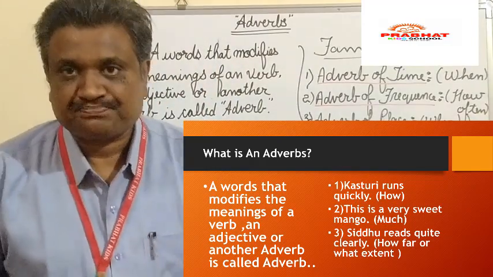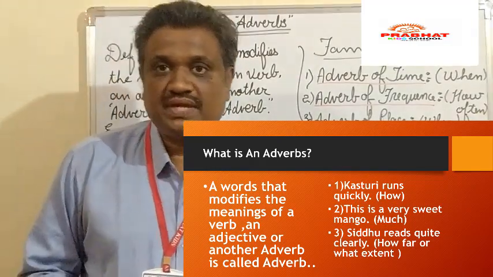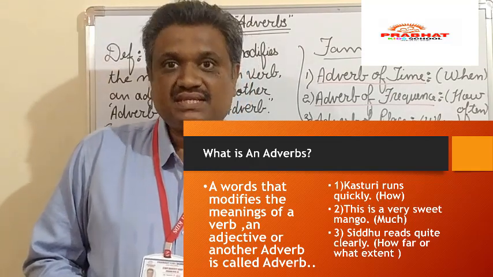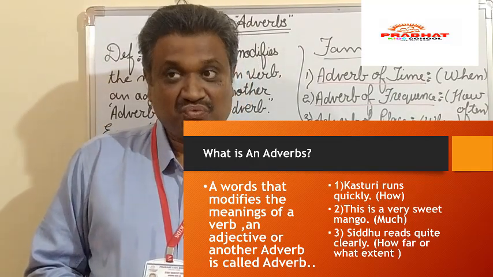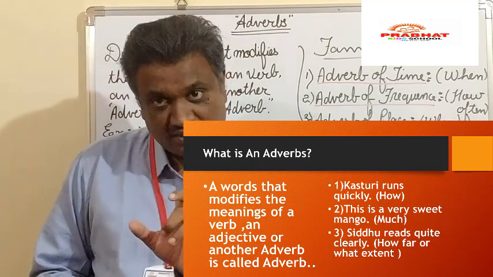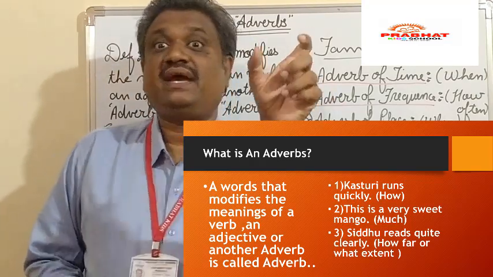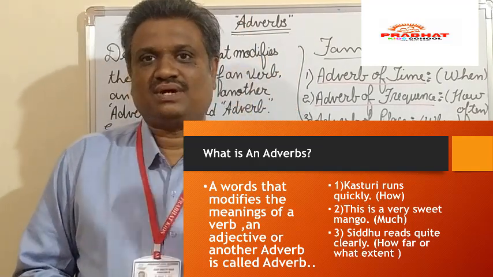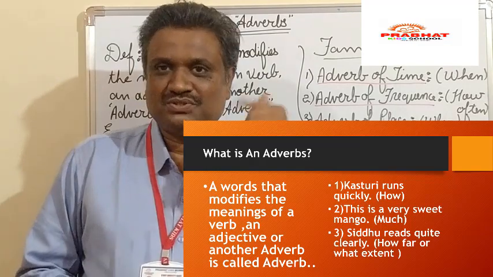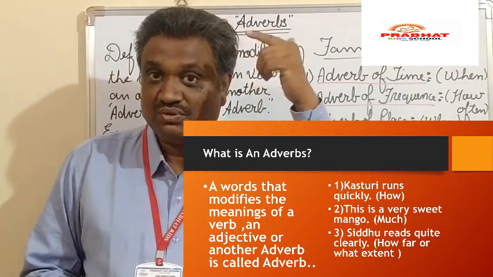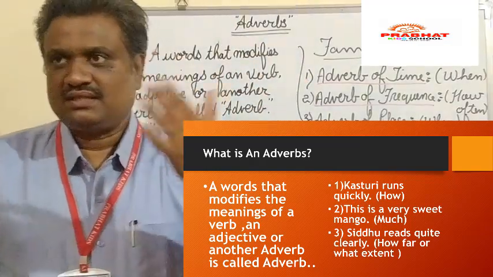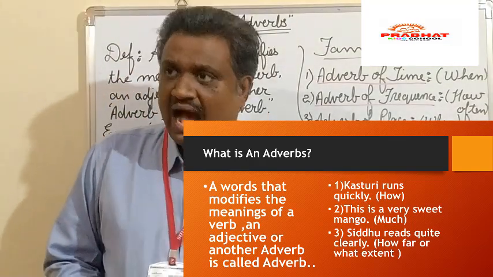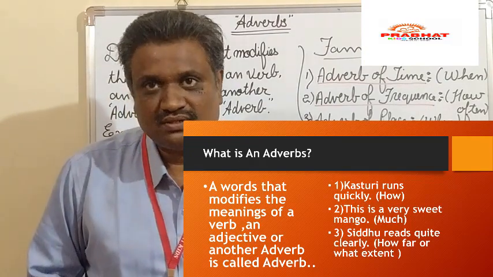The second one, this is very sweet mango. How sweet is this mango? Very sweet mango. Yes or no? It is sweet, but it is very. And very is what? Yes, that's what I am expecting. That means you are calculating the answer, you are trying to get the answer in your brain. The third one, Sidhu reads quite clearly. To what extent is Sidhu able to read, student?